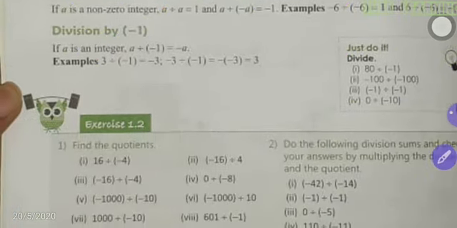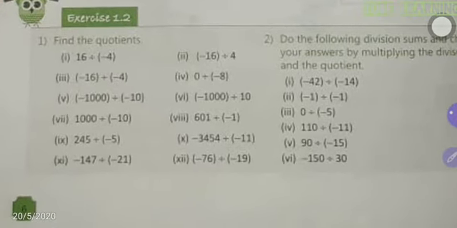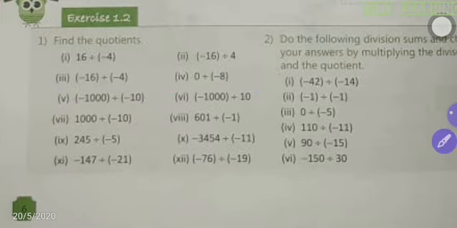Next we will do the exercise. We will start. These two key points you have to remember. First, if both divisor and dividend are of the same sign, then the quotient will become positive. If they are of different signs, one positive and one negative, then our quotient will become negative. These two key points you have to remember. So for exercise 1.2, you see what is given? Find the quotient.